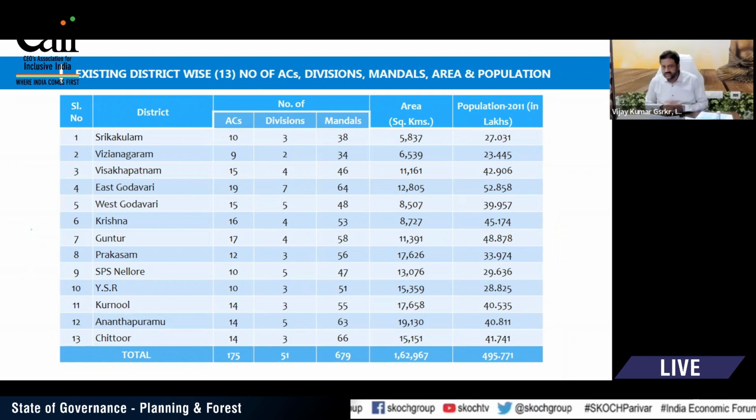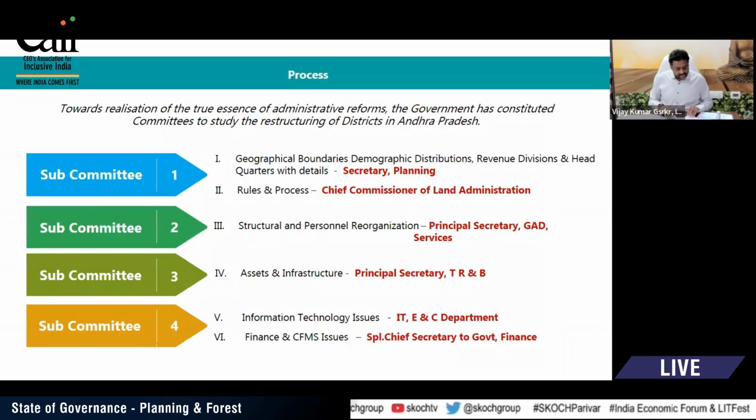So this is the range of sub-district units. Considering this, we took up this exercise. The government, in the cabinet, discussed it and finally decided to go ahead with the restructuring of the districts. For this restructuring, the government has formed about 6 committees. The first one covers the geographical boundaries, demographic distribution, revenue divisions with the headquarters and other details. So this is the basic committee.